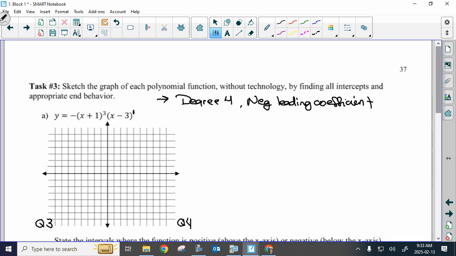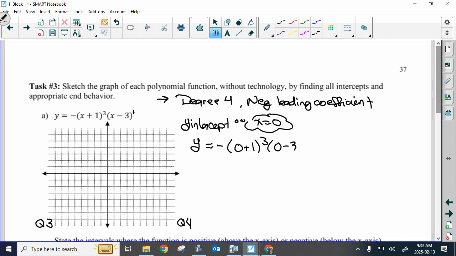Okay, if I say y-intercept, what are you guys thinking? Okay, when you're in factored form, just put the 0 in for the x. So put the negative sign in there, put 0 plus 1 cubed, 0 minus 3. You can plug it all into your calculator if you'd like. Some of you guys recognize that this is actually just negative times 1 times negative 3, which is going to give you 3, because 1 cubed would just be 1.